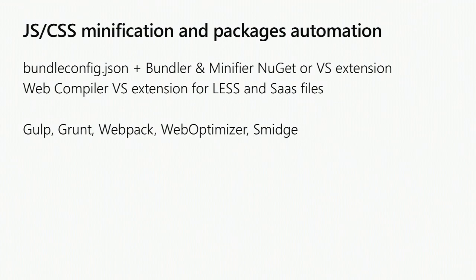About JavaScript and CSS minification and package automation. There are two extensions for Visual Studio. One called Bundler and Minifier, and another called Web Compiler. Both of them are from the same person, and it's very easy with their help. So, of course, you can configure gulp, grunt, Webpack, or something else, but it takes time. If you have a small project, or maybe a bunch of small projects, probably it's easy to use those extensions.